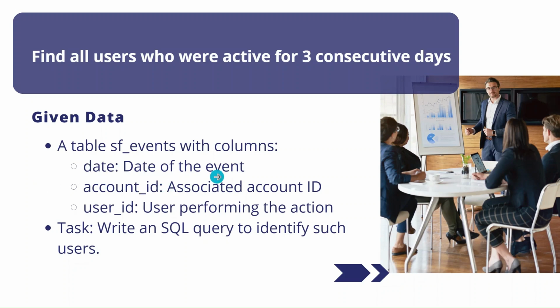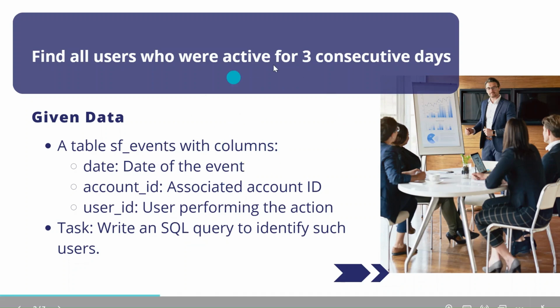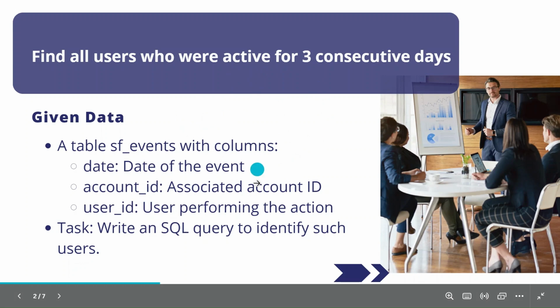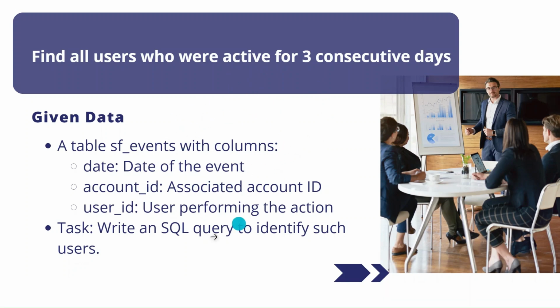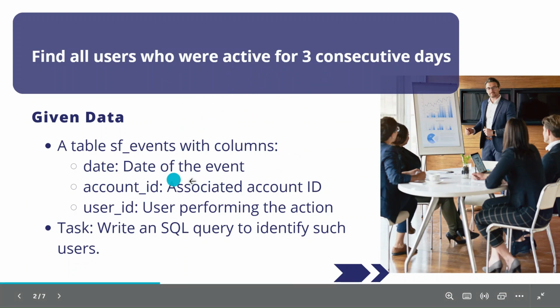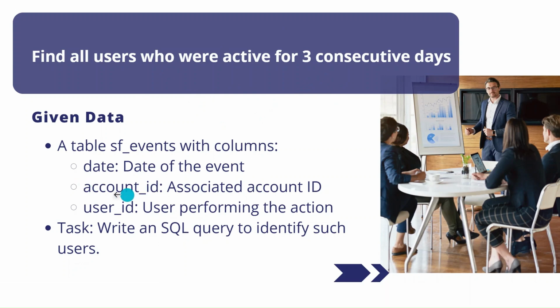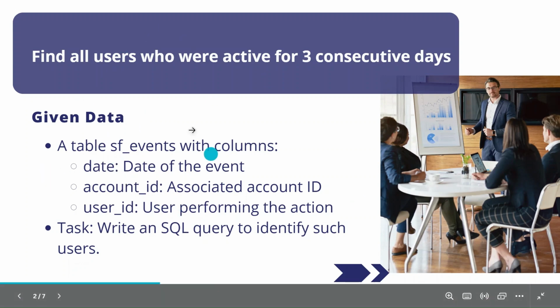In the date column we'll have the date whenever the event occurred. Suppose the user opens the website and logs in using his account credentials; the date when that event occurred is the date of the event. The account id is the id by which he is accessing the website. Suppose we have one account id, we may have multiple users, right? Likewise, the user id tells which user is accessing that account id on that specific date. This is the table and this is the data which we have currently.